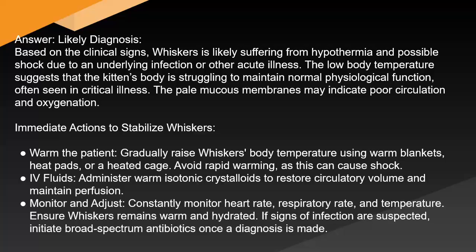The low body temperature suggests that the kitten's body is struggling to maintain normal physiological function, often seen in critical illness. The pale mucous membranes may indicate poor circulation and oxygenation. Immediate actions to stabilize Whiskers: warm the patient. Gradually raise Whiskers' body temperature using warm blankets, heat pads, or a heated cage. Avoid rapid warming as this can cause shock.